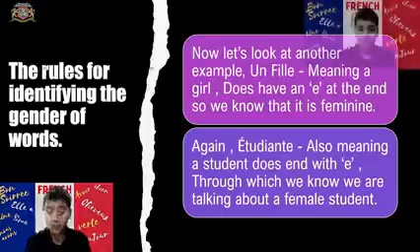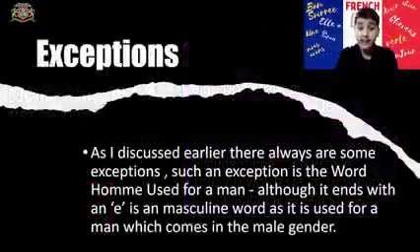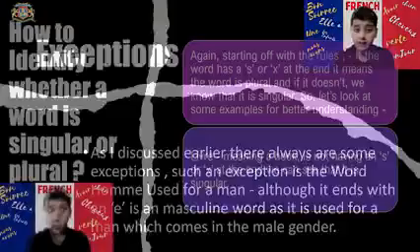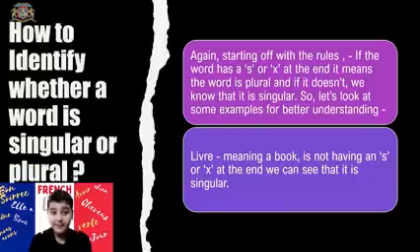As I discussed earlier, there are always some exceptions in the French language. Such an exception is the word homme, used for a man. Although it has an E at the end, we can clearly tell that it is masculine because it is used for a man. Moving forward, now let us learn how to identify whether a word is singular or plural.